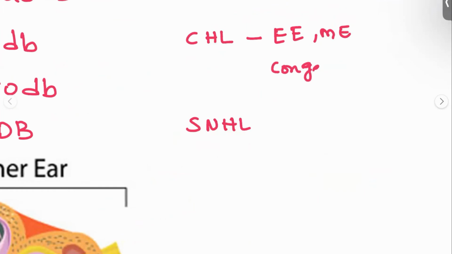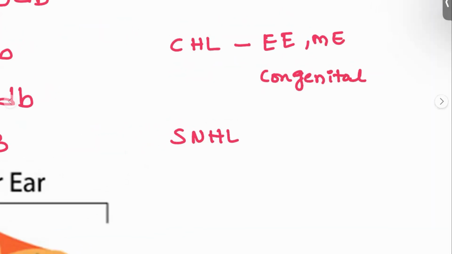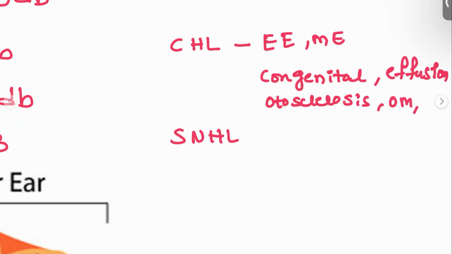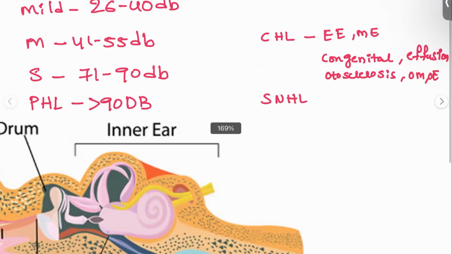Congenital defects in the patients, those who are suffering from external ear defects like anotia, atresia, and also otosclerosis. These are commonly seen with ossicles dysfunction and effusion, and infections like otitis media and otitis externa. So these are commonly seen in conductive hearing loss.